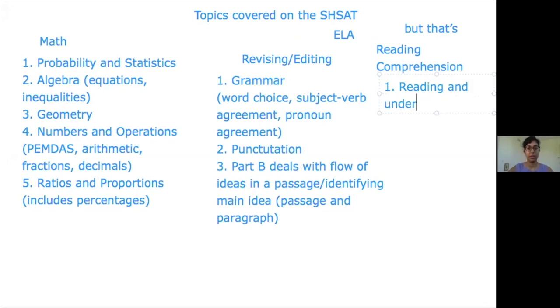Reading and understanding fiction, nonfiction, and poetry passages.